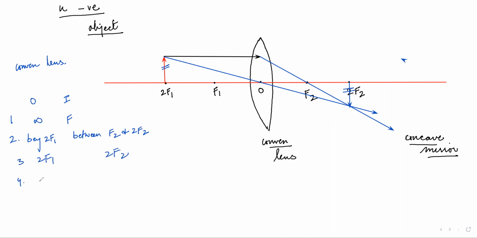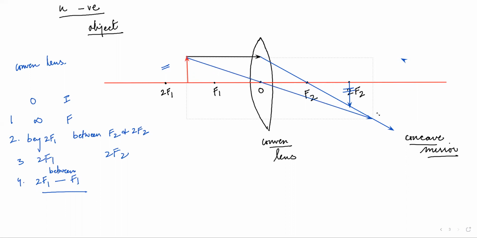Fourth case. Now, where will be the object? Object is between 2F1 and F1. Right? Where will be the image? So we will ask geometry. We will not worry. This is the object. Then this is the ray passing through this, and this ray passing through the center.